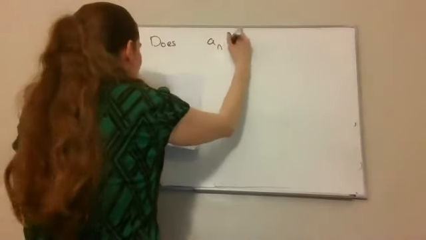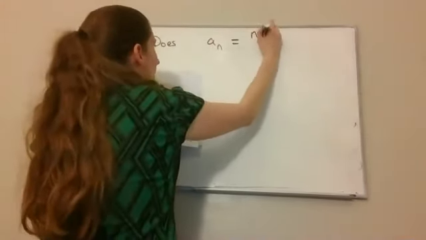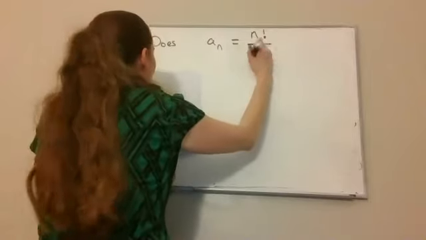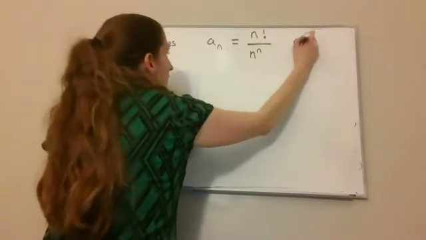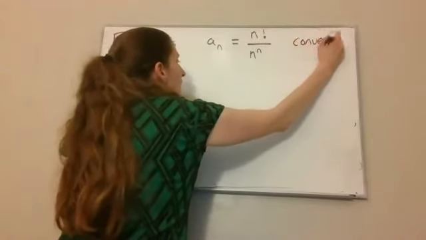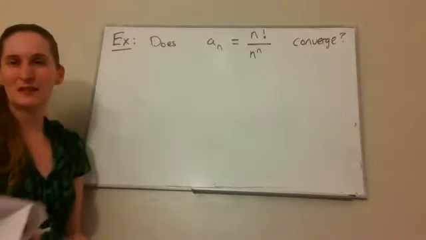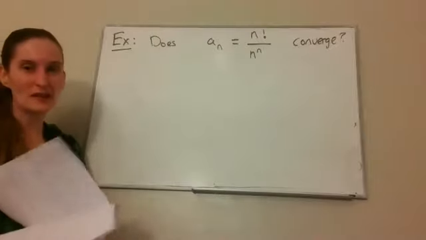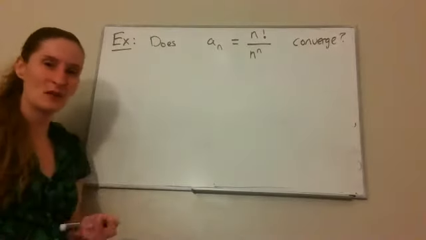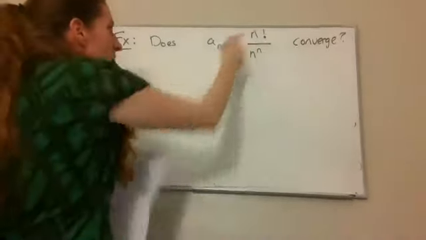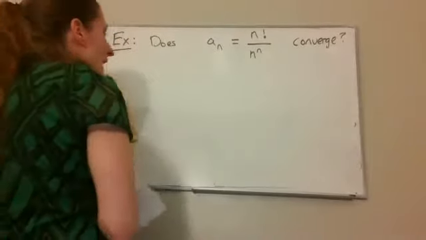Does the sequence a_n equals n factorial over n to the n converge? Now, before I try to discuss the convergence of this, let's quickly remember what a factorial is, because I know some of you might not know this. That little exclamation point symbol is called factorial.